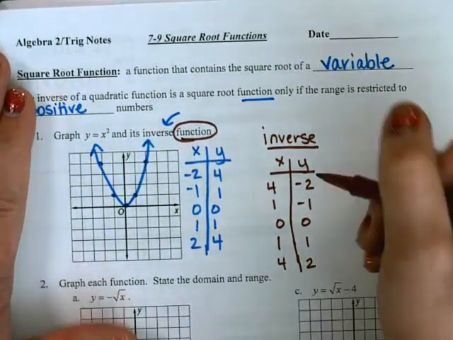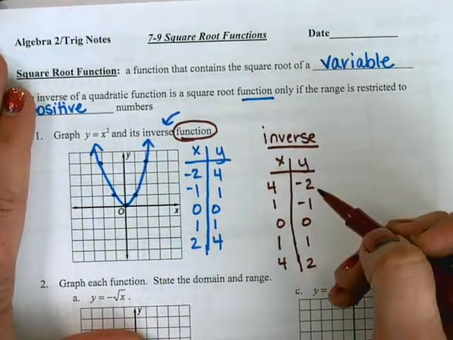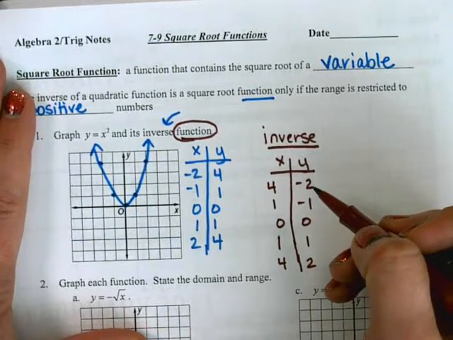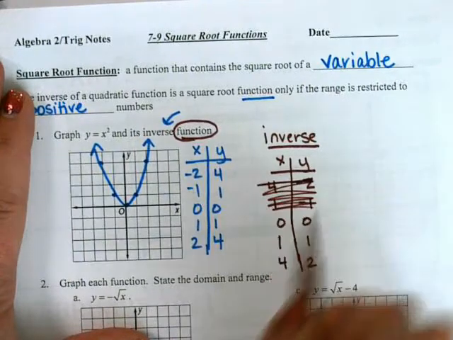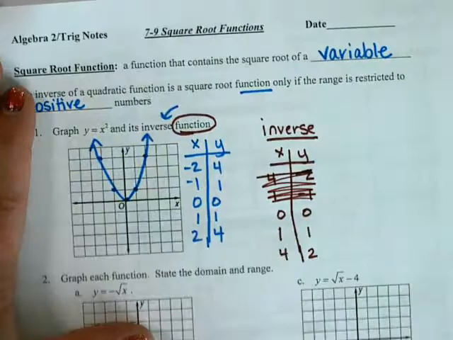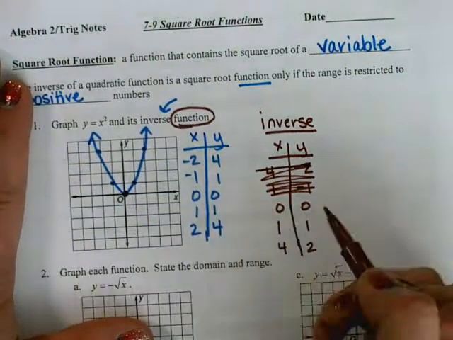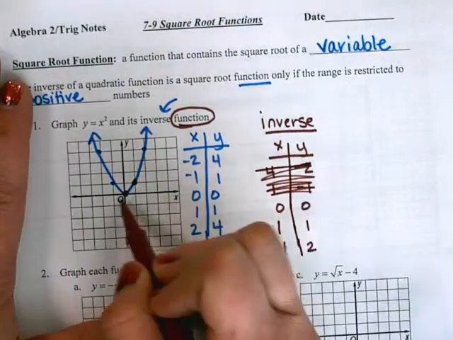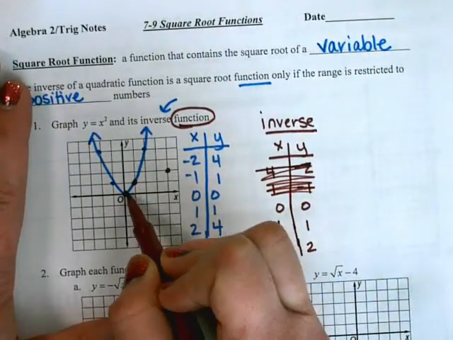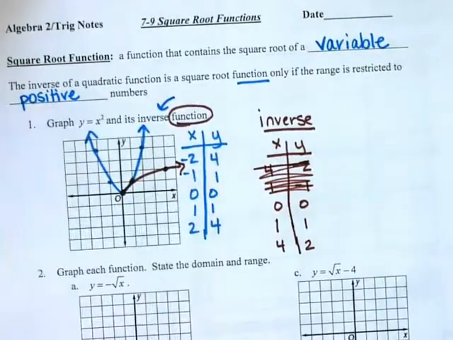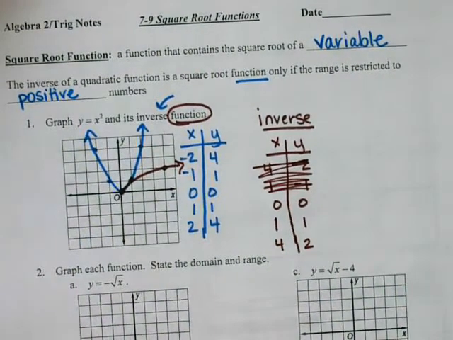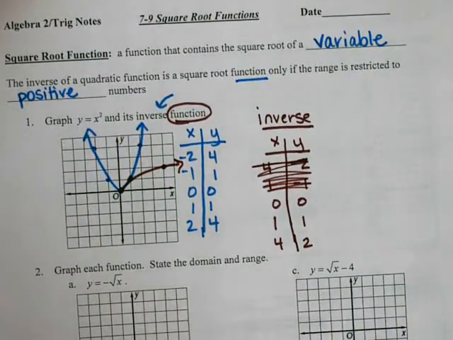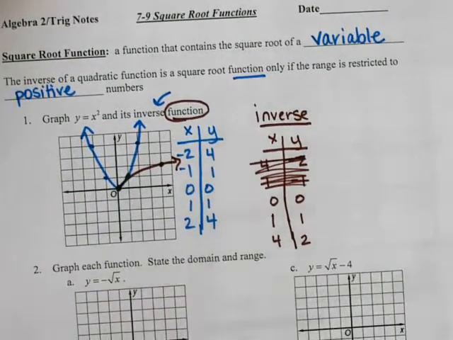So I'm going to restrict my range, remember the ranges are the y's, to just the positive values. So this guy would be 0, 0, 1, 1, and then 4, 2. So when we talk about the inverses of parabolas, we get square root functions if we just have half of a parabola. Does that make sense?